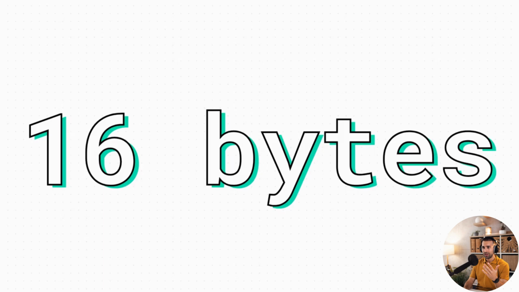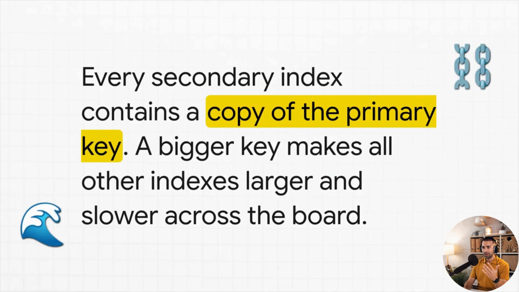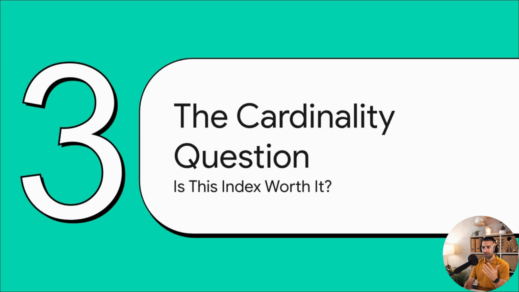Now, let's just talk about size for a second. A standard UUID, even if you're smart and store it in its binary format, is still going to take up 16 bytes. And how does that compare to our good old bigint primary key? Well, it's exactly half, just 8 bytes. Now you might be thinking, come on, it's just 8 bytes, who cares? But here's the kicker, the part that has a massive ripple effect. Every single secondary index you create has to store a copy of that primary key. So if your key is twice as big, all of your other indexes are now also twice as big. That means slower writes, slower reads, and more memory usage across the board. It adds up fast.